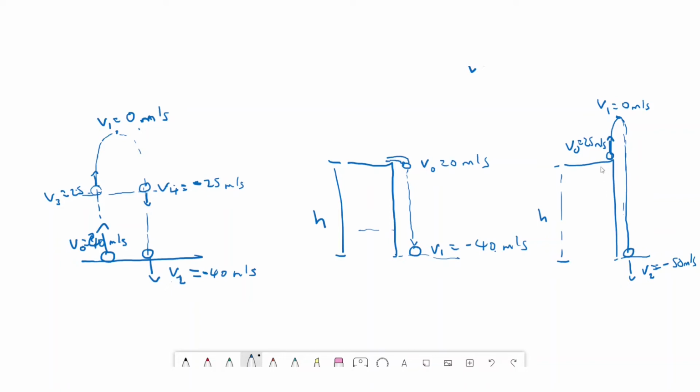Now, most students make a mistake of thinking that, no, because it was launched at 25, the velocity has to go into 25. It's not true. The velocity is going to be 25 when the ball is somewhere here, but going downwards, because then it will be in the same line, right? Then here, call it V3, the ball is going to have minus 25 meters per second, only there. But then it will keep increasing, increasing, increasing.